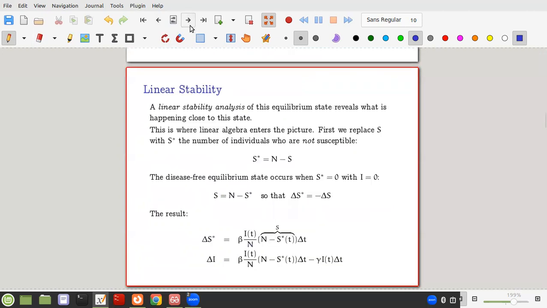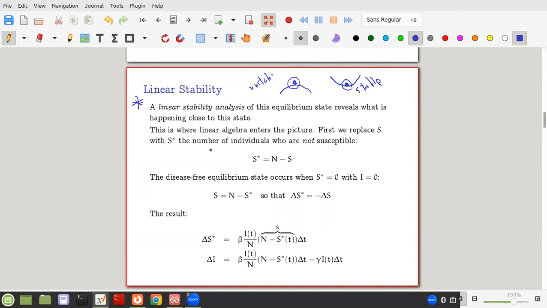And so here's the linear stability analysis. This is where linear algebra comes in, and it tells you what happens close to some state. You think of this marble on a bowl or on a hill, stable and unstable. So linear algebra looks really close in here, because if you zoom in, it looks almost linear. So as a result, that's what we're doing.